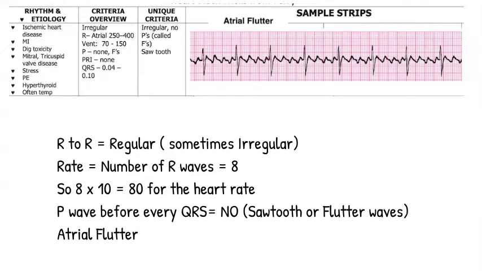As you see, there are 5 R complexes. So 5 times 10 is 50. That's your heart rate. Next, is there a P wave? Now, I know you see a lot of little squiggly lines in there, a lot of bumpy things in there, but none of those are a P wave.